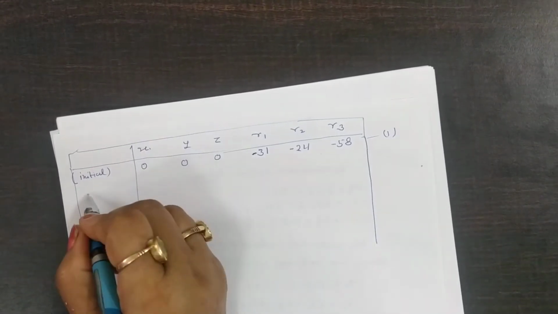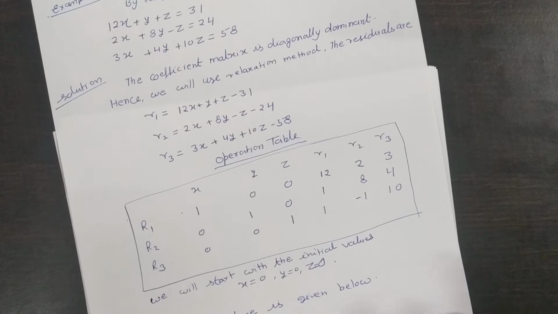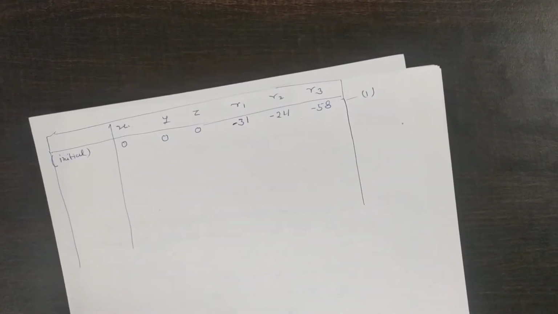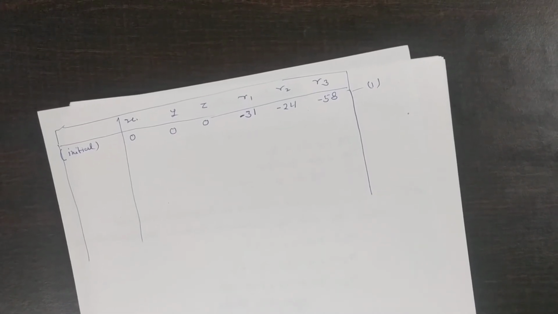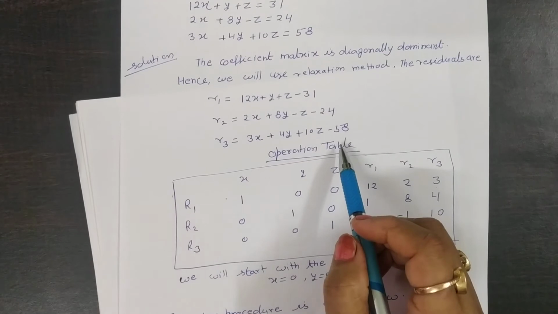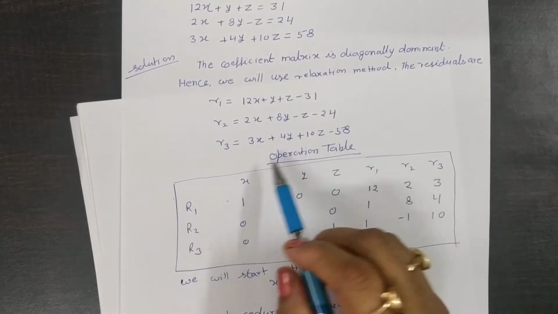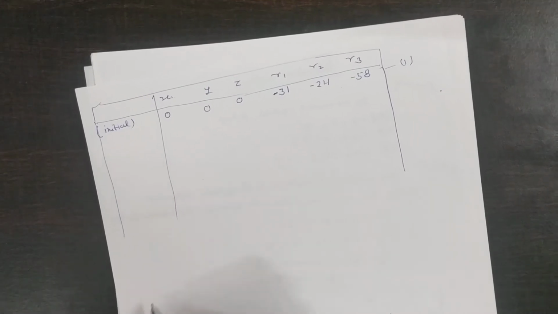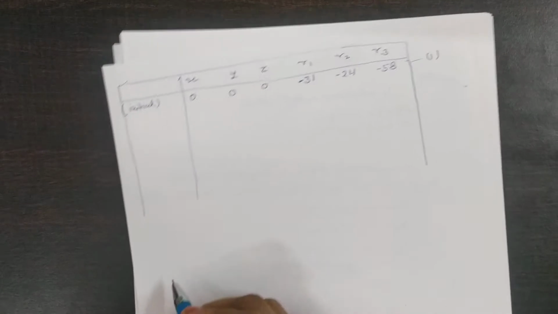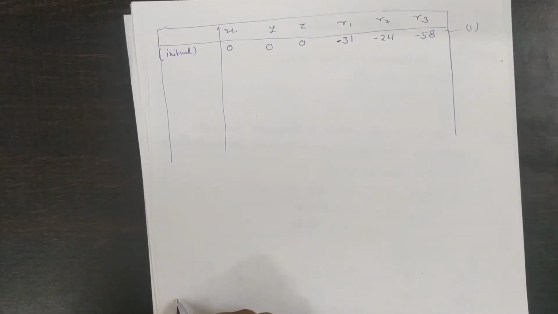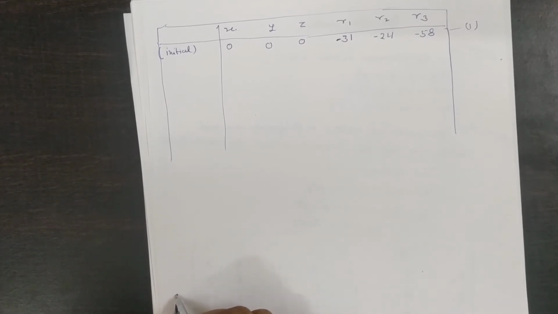Now, we see R1, R2 and R3. Given x, y, z as 0, these are the values, hence numerically minus 58 is the greatest residual. Okay, students, so we start from here. The explanation and all the operations are also defined here.